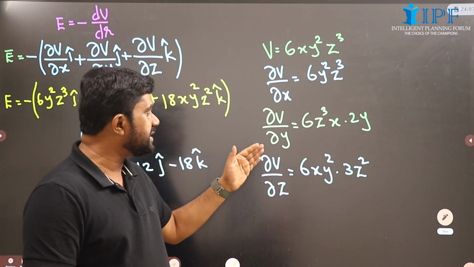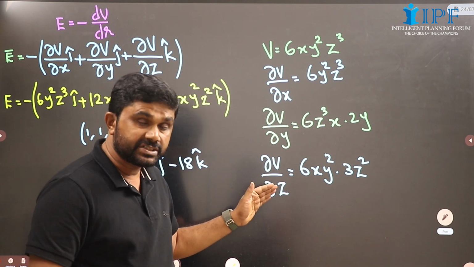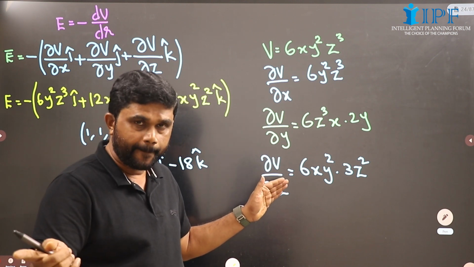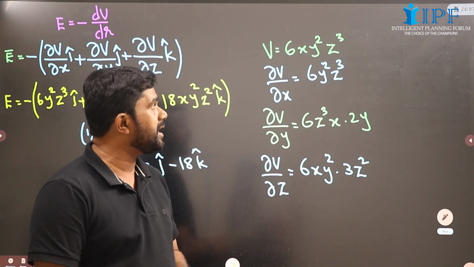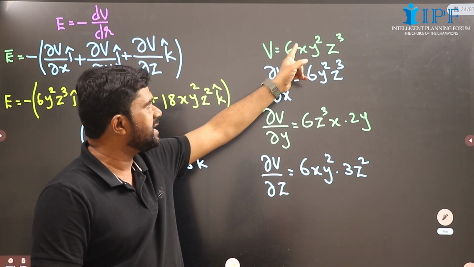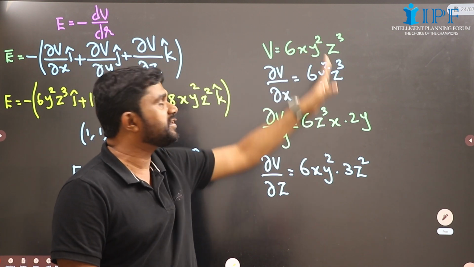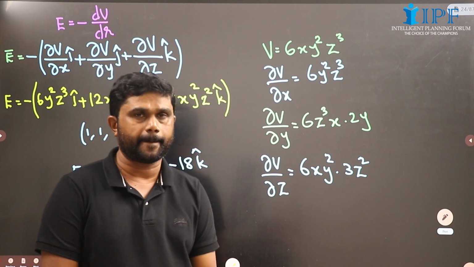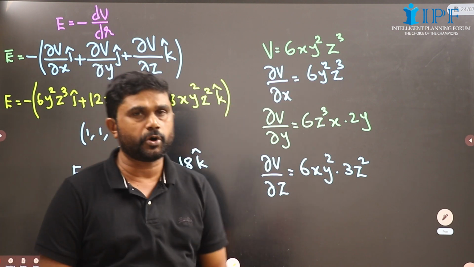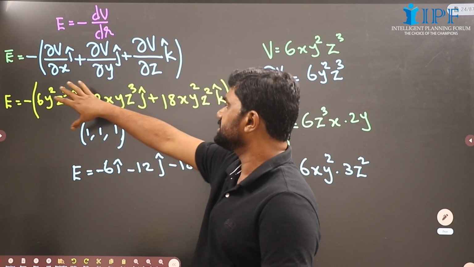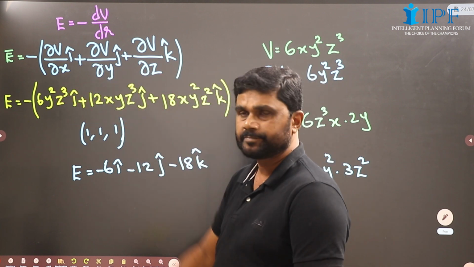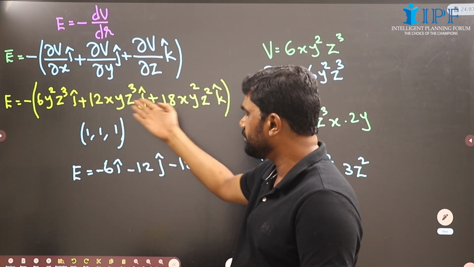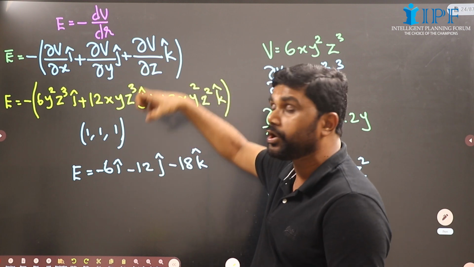Next let us find del V by del z. Means differential of V with respect to z. And we have to keep x and y as constants. 6xy square is constant. Differential of z cube will be 3z square. So we have got all the three components and we put those expressions in this equation. We will get the intensity of electric field in component form.